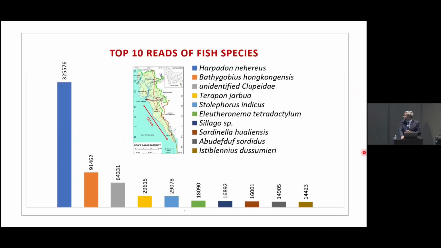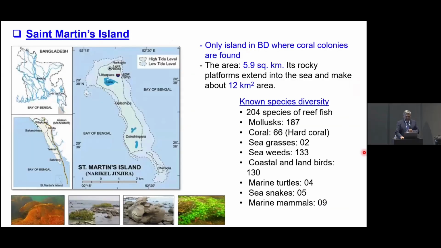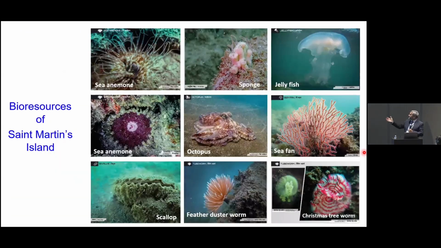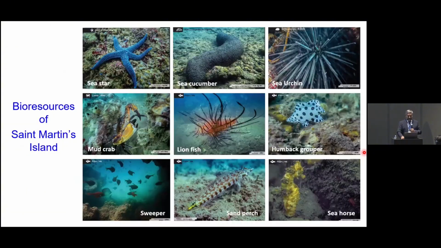So these are the results, and this is the top 10 breeds of fish species. And this is St. Martin's Island. We have a very small but very important coral island in Bangladesh. So I also worked on DNA barcoding and metabarcoding work. This is some underwater pictures of St. Martin's Island taken by my lab's member.